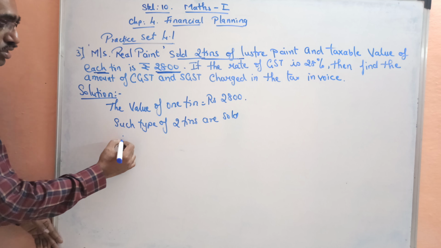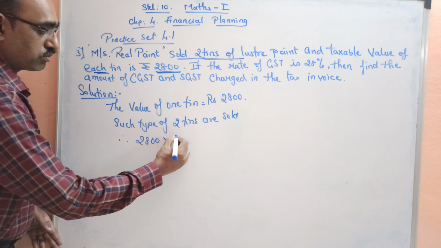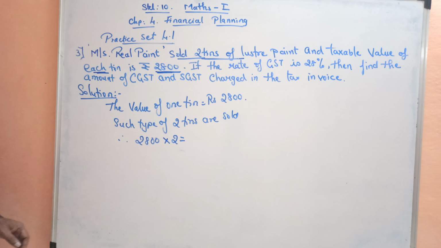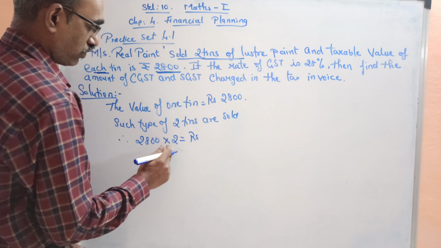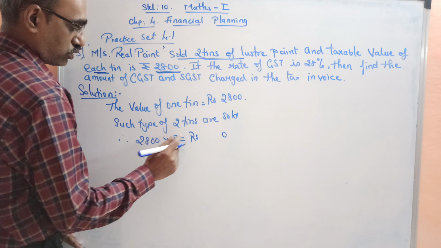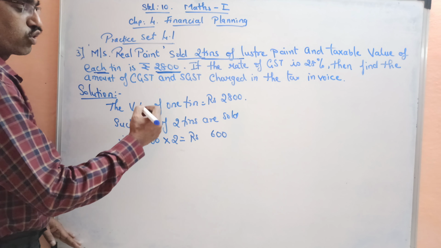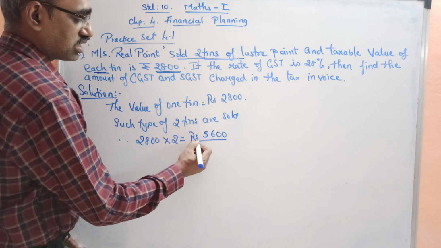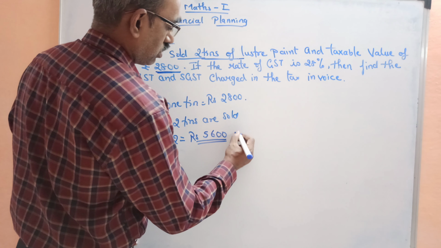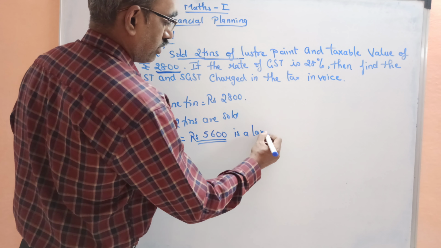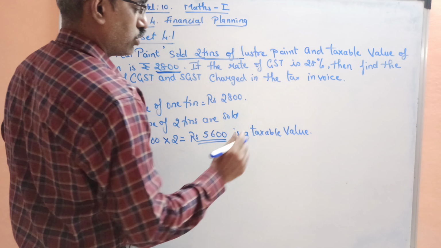So, therefore, 2,800 is the cost of 1 tin, multiplied by 2 will give you 5,600 rupees. You know how to calculate. If you don't know, 2 zeros are 0, 2 zeros are 0, 2 eights are 16, 1 carry, 2 twos are 4 plus 1, 5. So 5,600 is the taxable value. This you have to understand.